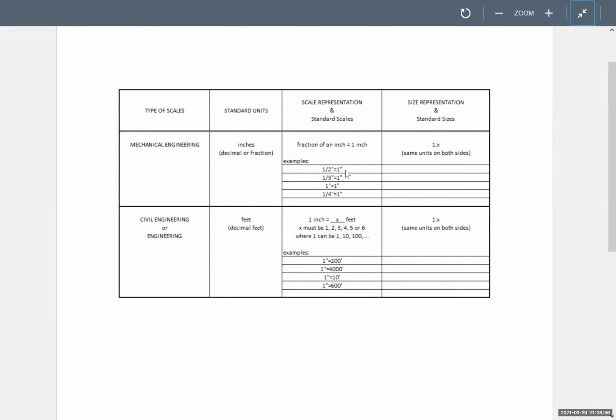If you said 1 inch equals 1 inch, that's what you get. So that's 1 to 1, and that's full size. Right. And how about an ME scale where it's 2 inches on the left equals 1 inch on the right? What is that the same as? It's 2 to 1, and it's double size.